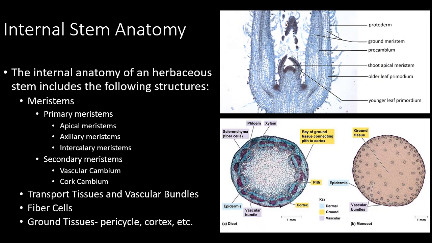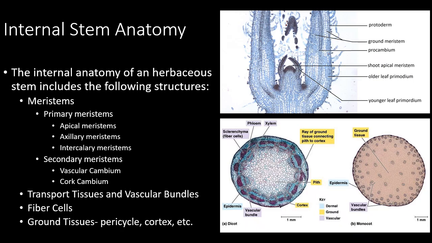We're going to switch now to looking at the internal anatomy of a stem. So internal stem anatomy is super important, I think, to understand how the actual growth and development processes happen in plants, because at the stem tips, we're looking at the formation of new organs like new stem, new leaves, new flowers, etc.